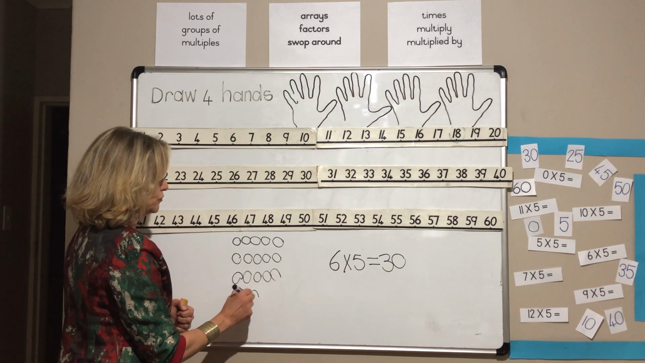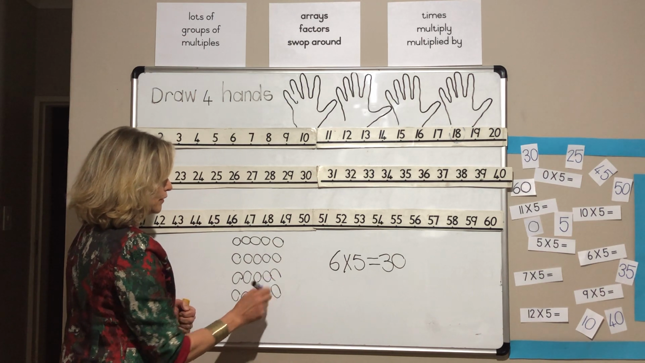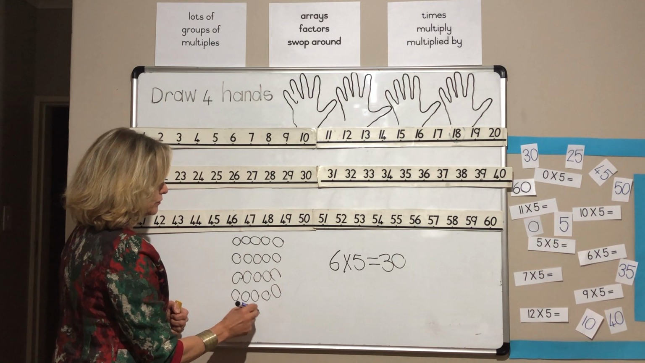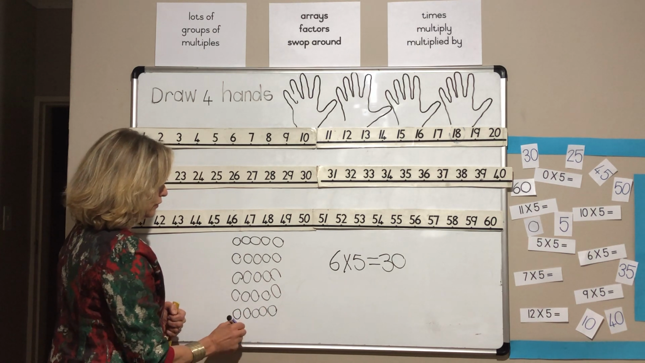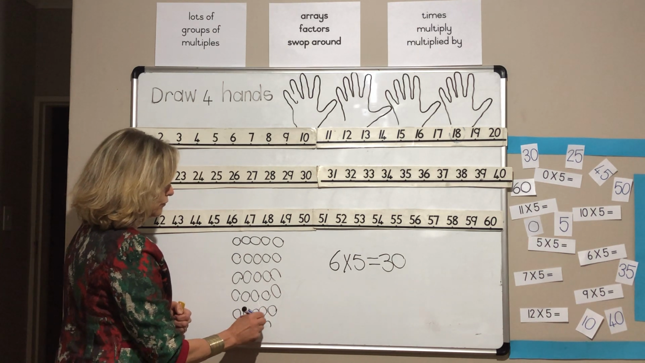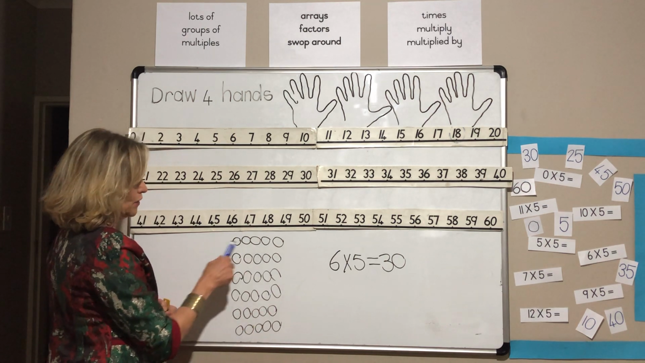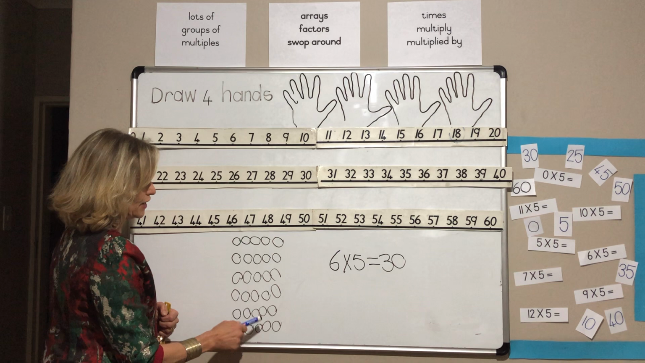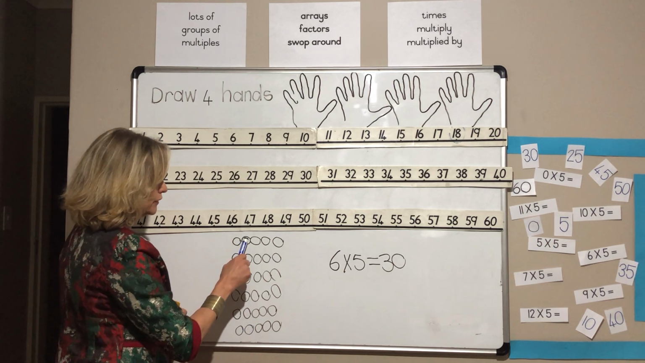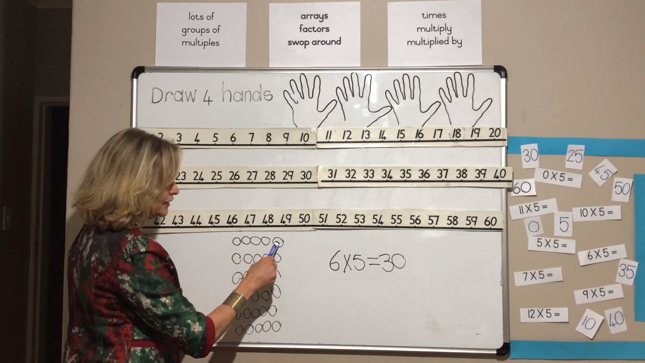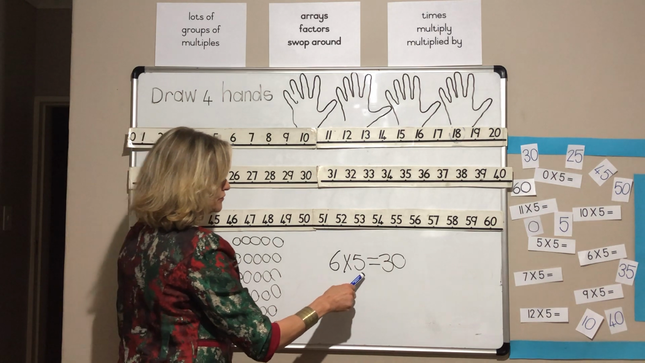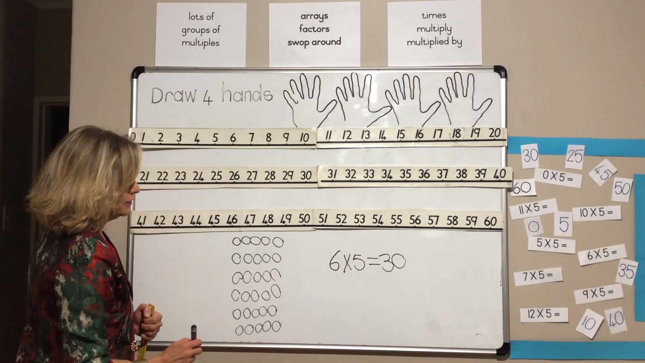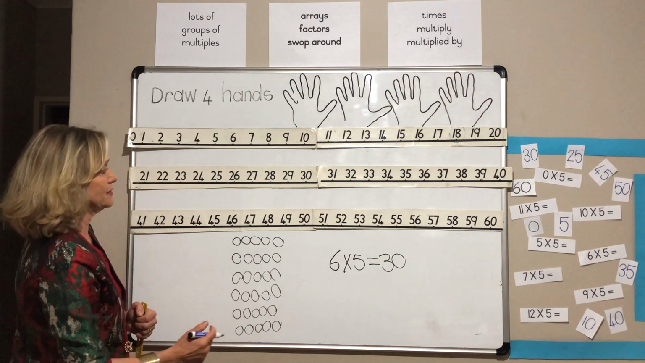1, 2, 3, 4, 5. And 1, 2, 3, 4, 5. 1, 2, 3, 4, 5. So how many rows do I have? 6 rows with 1, 2, 3, 4, 5 in each row. 6 times 5 equals 30. That is correct. 6 times 5 equals 30.